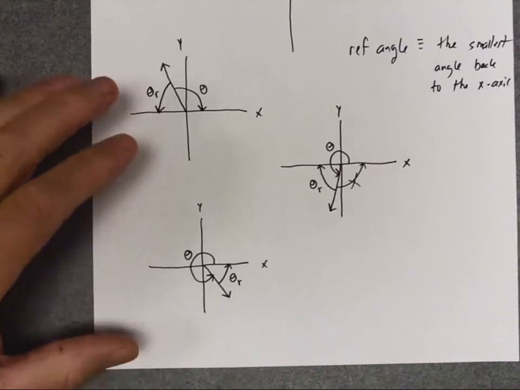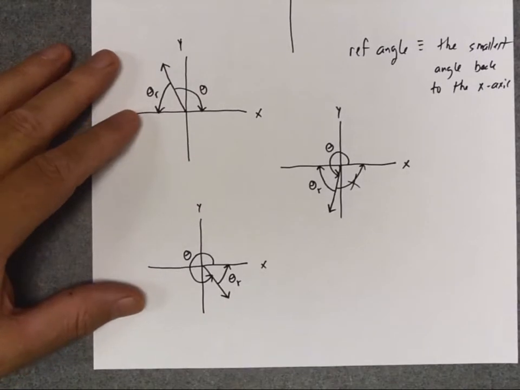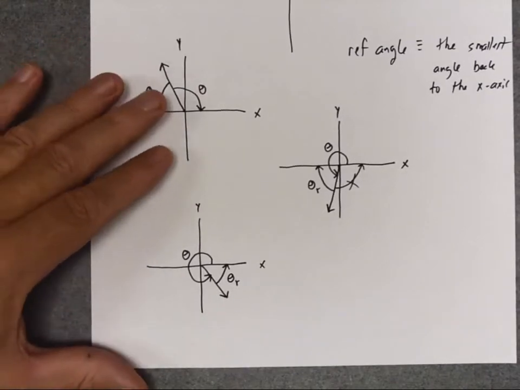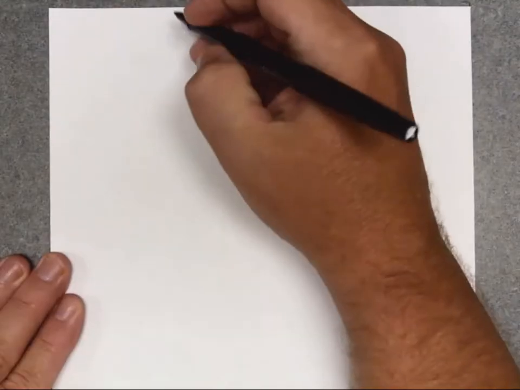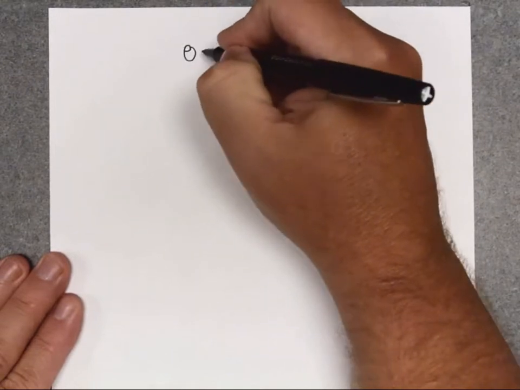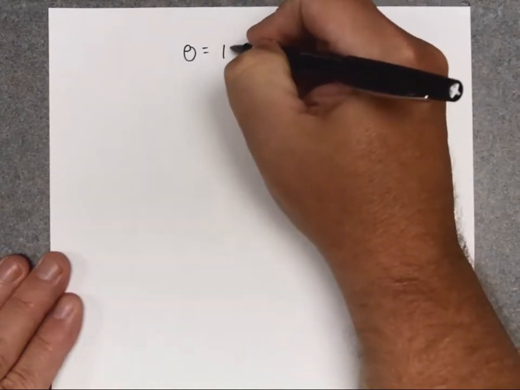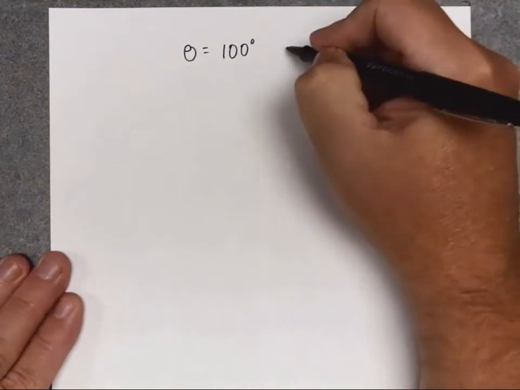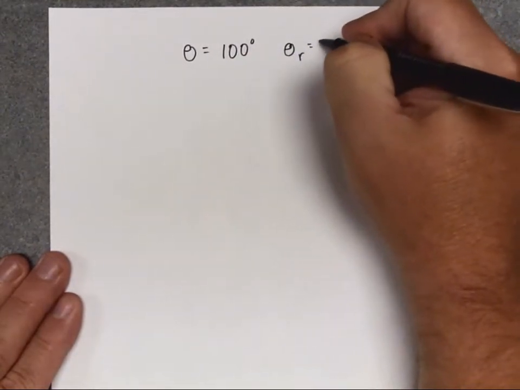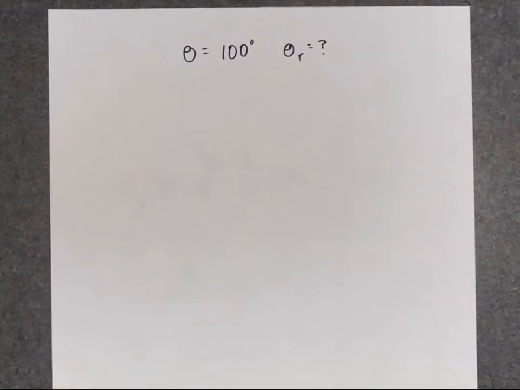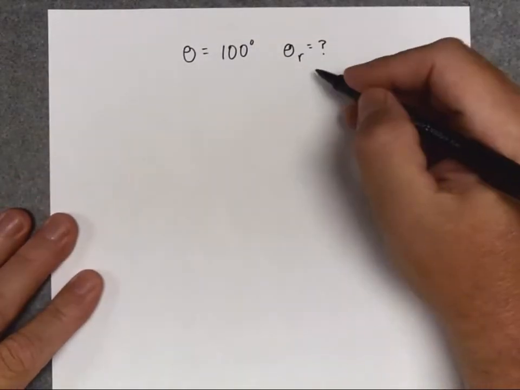So now based upon this, hopefully you can visualize what our reference angle is. Now let's actually do some calculations. So what we will do is we'll take an angle in degrees and we'll ask to find the reference angle. So say we were given an angle of 100 degrees and we're asked to find the reference angle. Just to start with, let's go ahead and sketch this out.